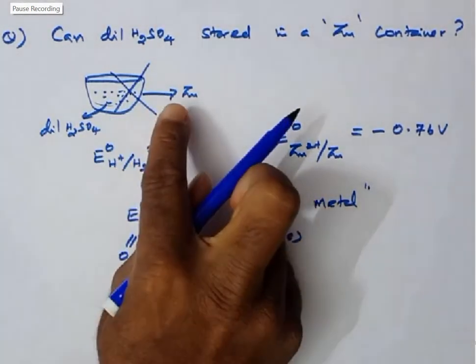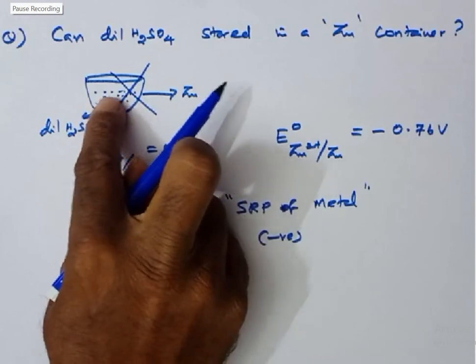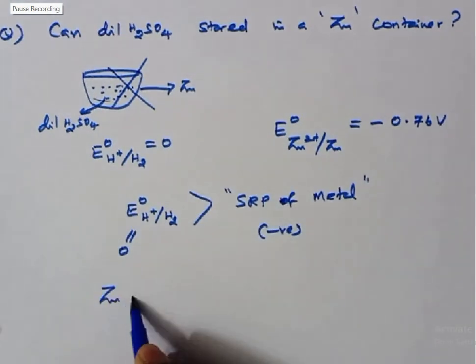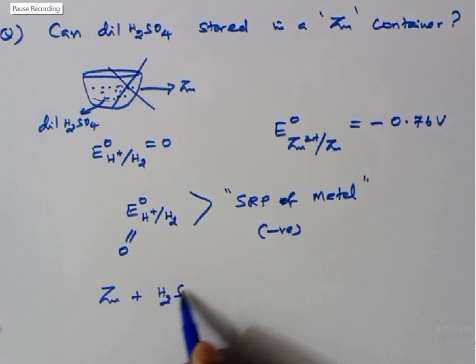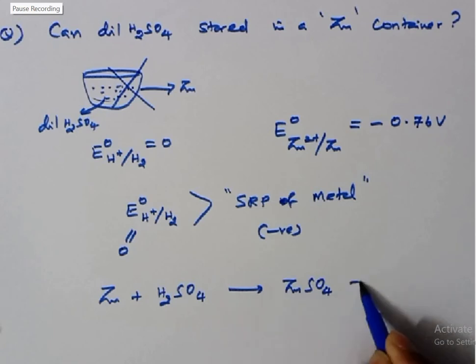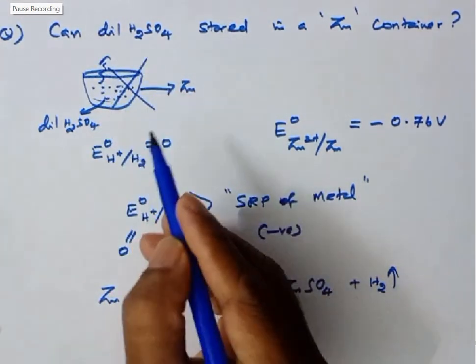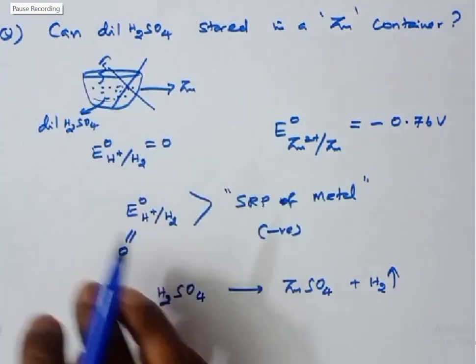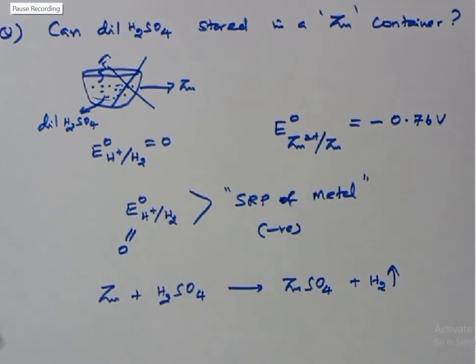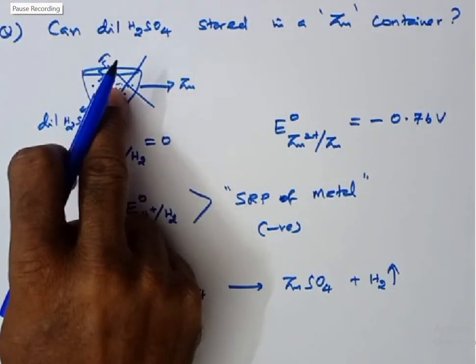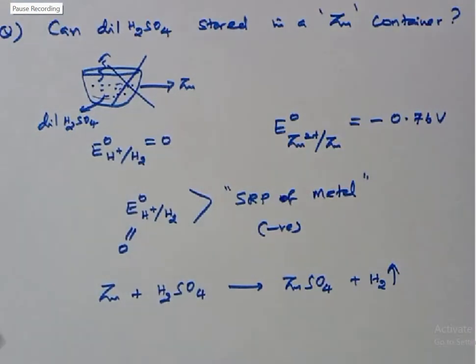Why? Because if you store sulfuric acid in a zinc container, what will happen? Zinc will react with sulfuric acid. You will get zinc sulfate and H2 gas. So hydrogen gas will go out, right? And the zinc container starts to dissolve. It becomes zinc ions. So you are not supposed to store dilute sulfuric acid in a zinc container.